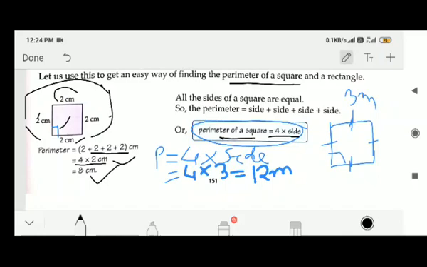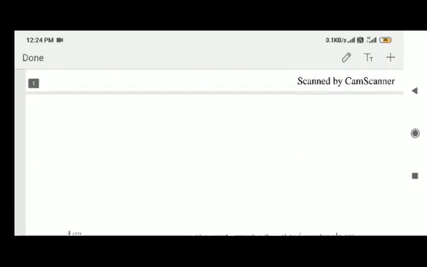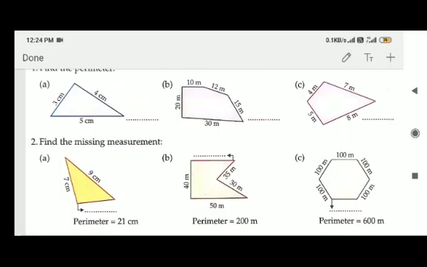Another example: find the perimeter of a square of side 3 centimeter. You can make a figure like this, or directly use the formula. Perimeter of a square, PS, equals 4 into side. So the side is 3 meter. So 4 into 3 equals 12 meter. So this is about the perimeter of a square. Now we'll go to the perimeter of a rectangle.